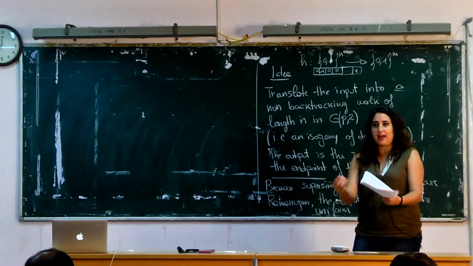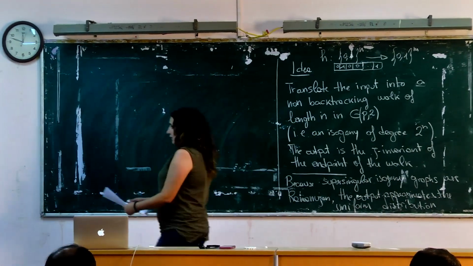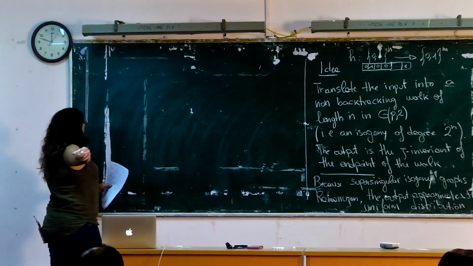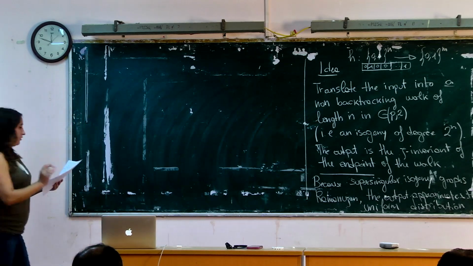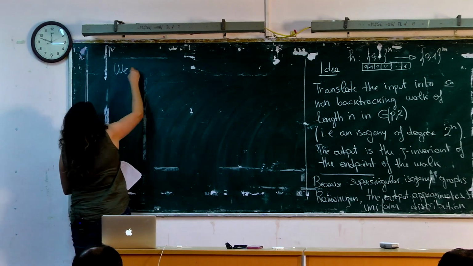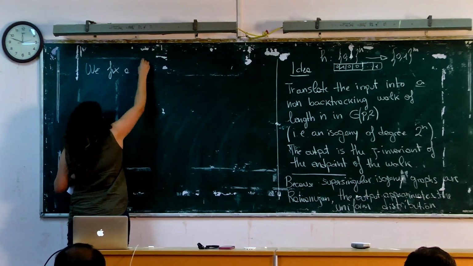Let's now understand how this hash function is constructed. As we just said, we have to fix a starting curve. So we fix a starting curve.